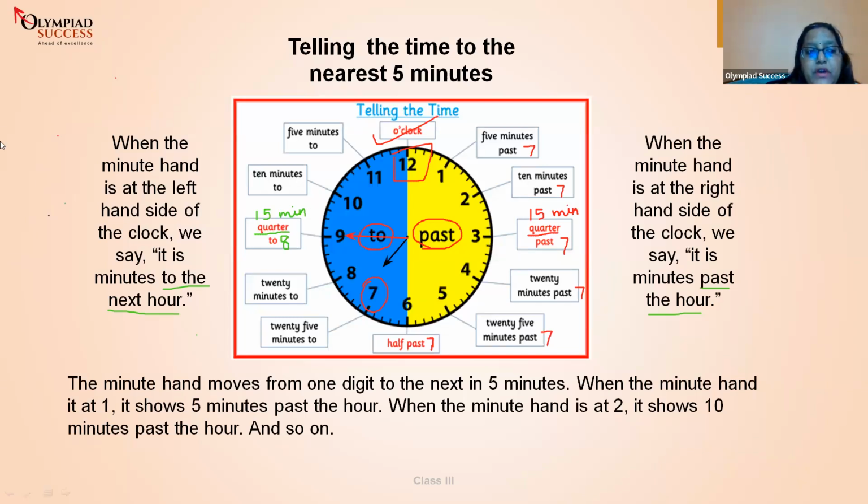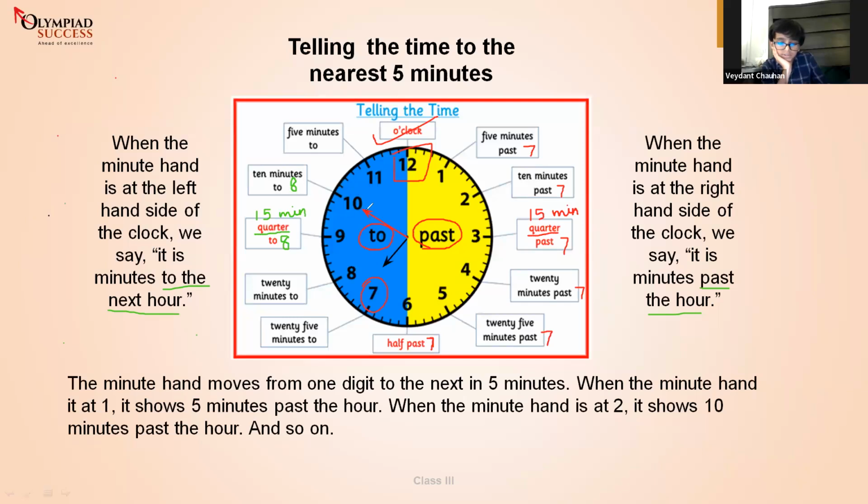Next, if your minute hand moves from this point over here to, let's say, point 10, then how do you read this time? Again, you will check how many minutes are left to the next hour. So how many minutes left, beta? There are 10 minutes left until 8 o'clock. Yes, absolutely correct. 10 minutes left to 8 o'clock. So you will be writing 10 minutes to 8 like this.